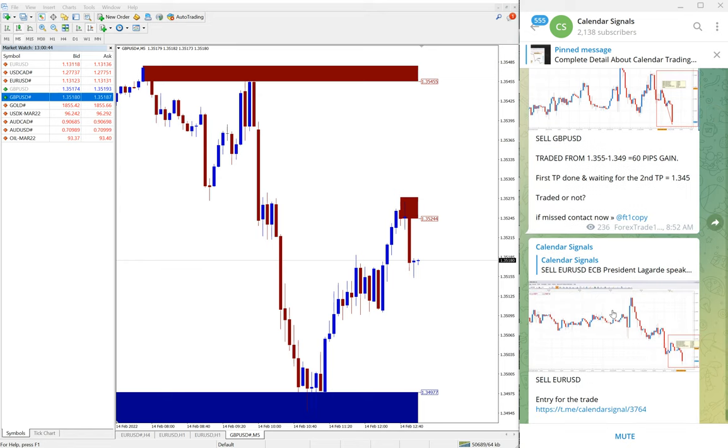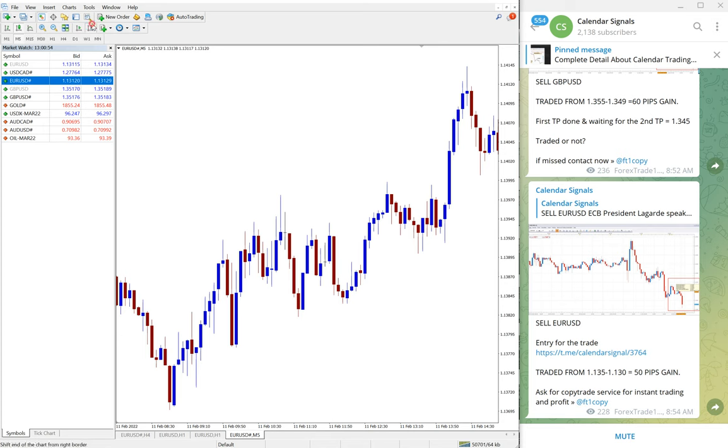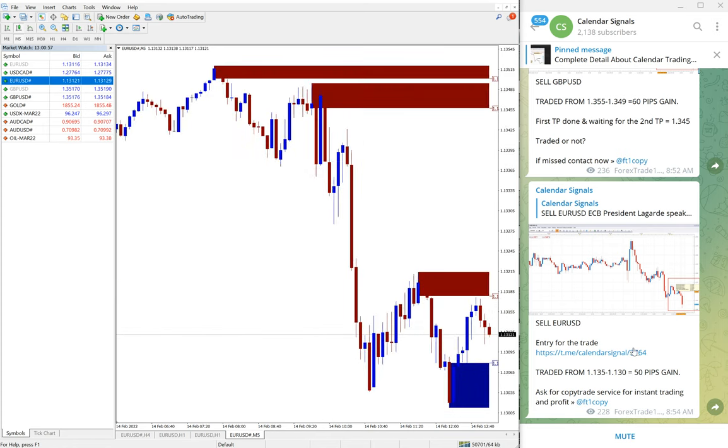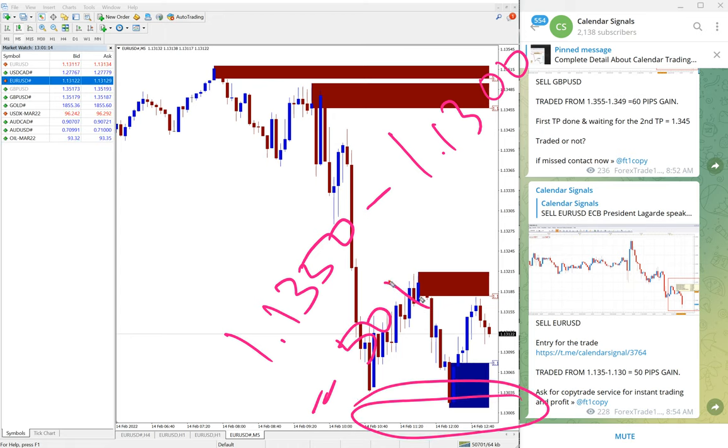Then the next signal performed is EURUSD. Again, EURUSD made 50 pips gain. Here is the chart for EURUSD. 1.1350 is the entry till 1.1300. Here you can see, and which made 50 pips clear profit on the sell EURUSD signal.